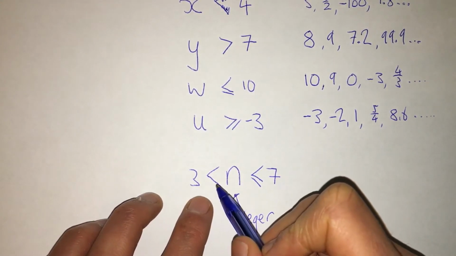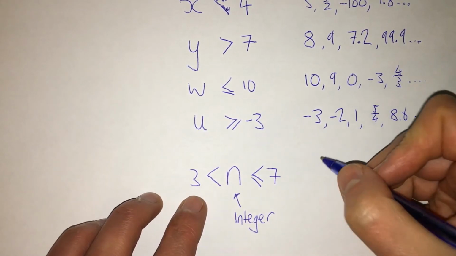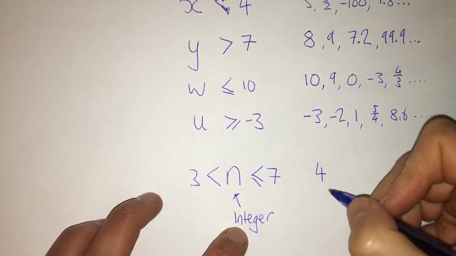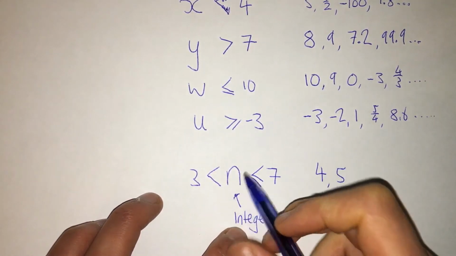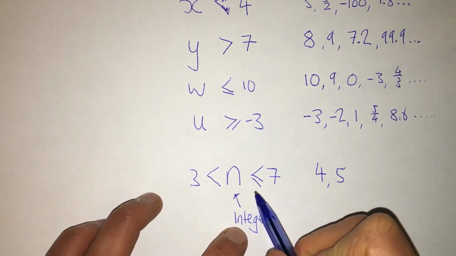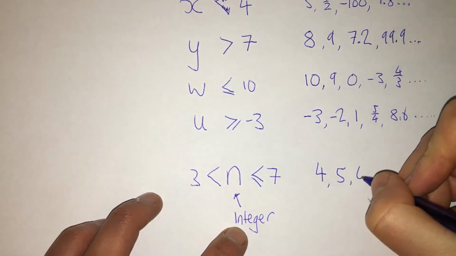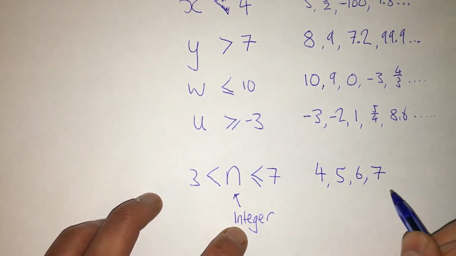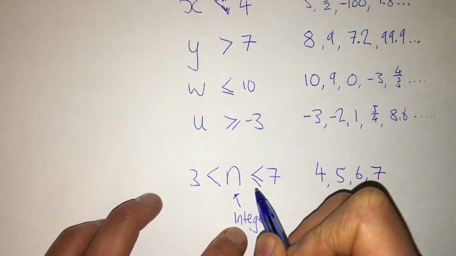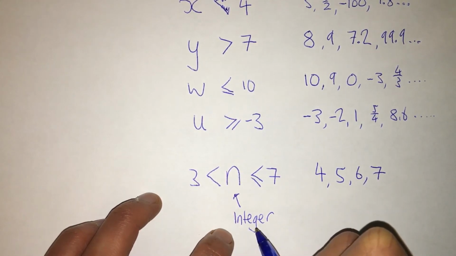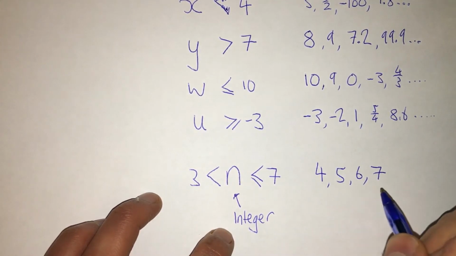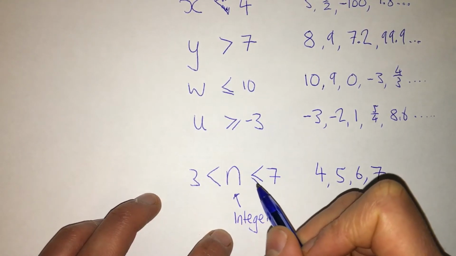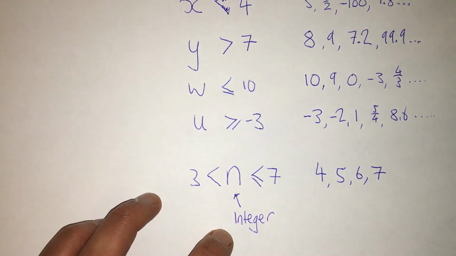It has to be greater than 3, so it can't be 3. So the lowest number it can be, if it's an integer, is 4. 5 is allowed, because 5 is greater than 3 and it's less than or equal to 7. 6 is allowed, and 7 is allowed as well. These are the only numbers that we can have in this range if we're only allowing integers. 4, 5, 6 and 7. 7's allowed because it's less than or equal to 7.